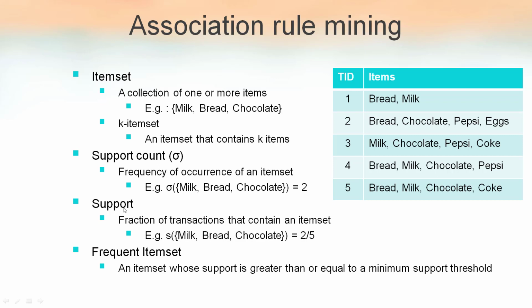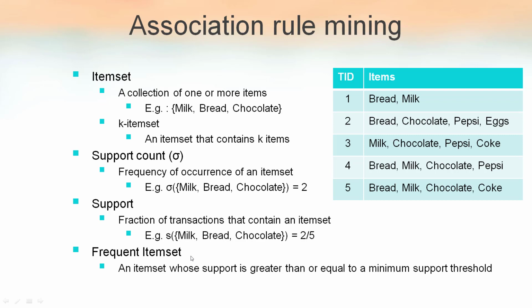Next is support. Support means fraction of transactions that contain an item set. Here I am taking the same item set, milk, bread, chocolate. 2 means total 2 transactions in which we find milk, bread and chocolate, divided by 5. Divided by 5 means total 5 transactions we have in our database.